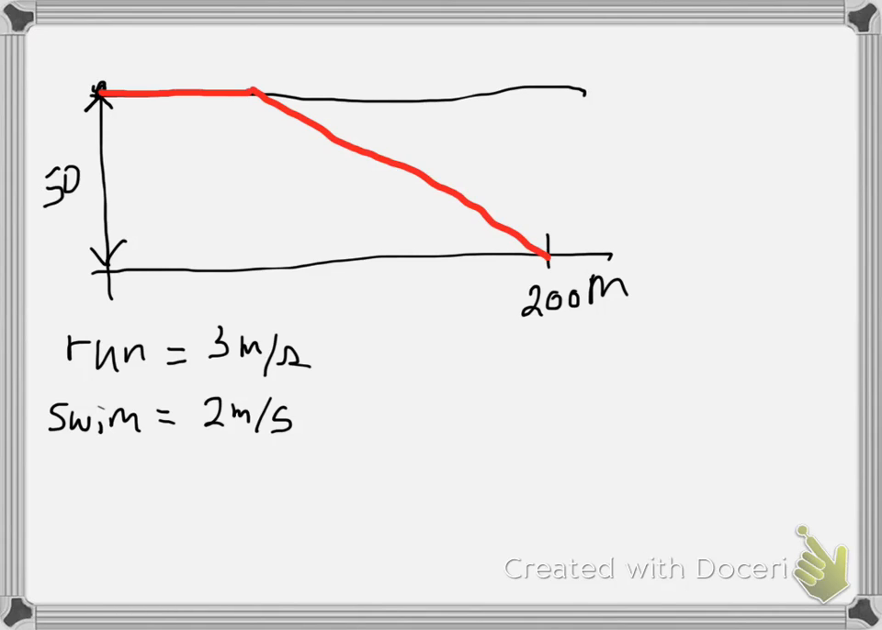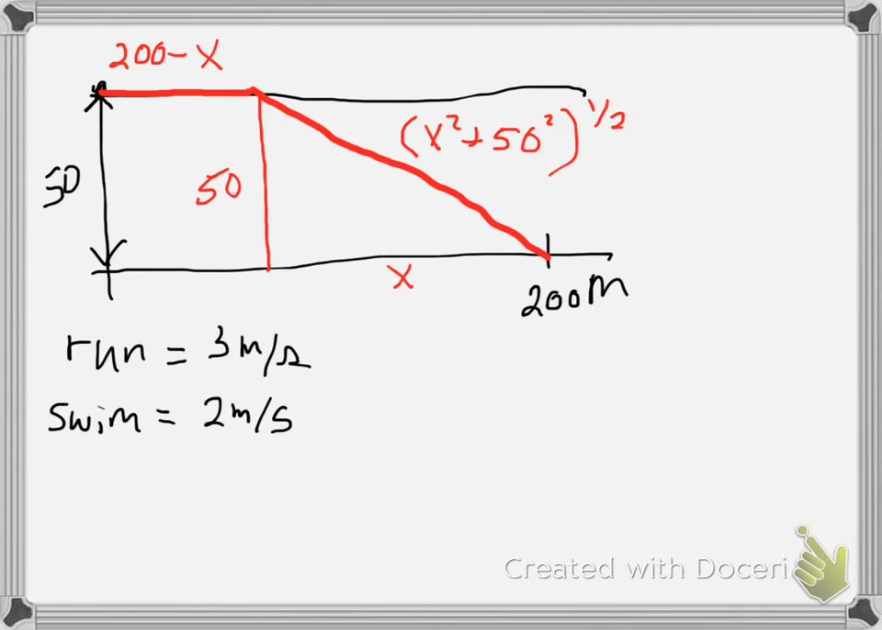So what I'm going to do is break this into a triangle. We know this is 50, and I'm going to call this x. I'm going to call this 200 minus x. The distance he runs is 200 minus x. So that makes the distance he swims the square root of x squared plus 50 squared. Okay.